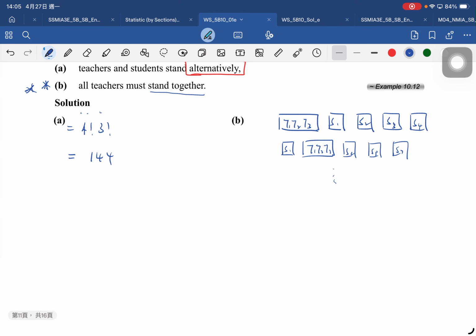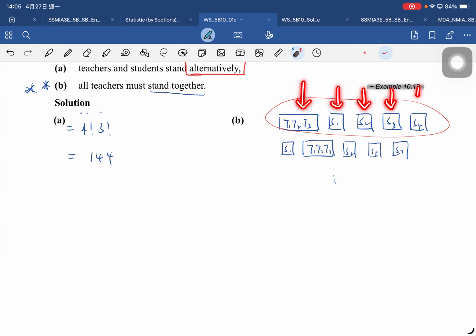In this case, if you consider the 3 teachers, you treat them as one unit. That means totally there are 5 groups you need to arrange. How many different arrangements for them are there? You can find 5 factorial first. And then teachers also have the arrangement on their own, so 3 factorial. So in this case, just using your calculator, the answer should be 720.